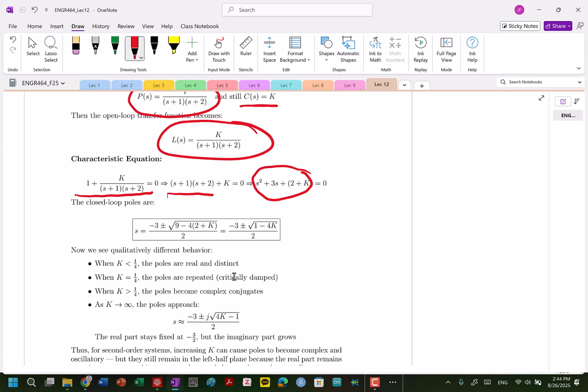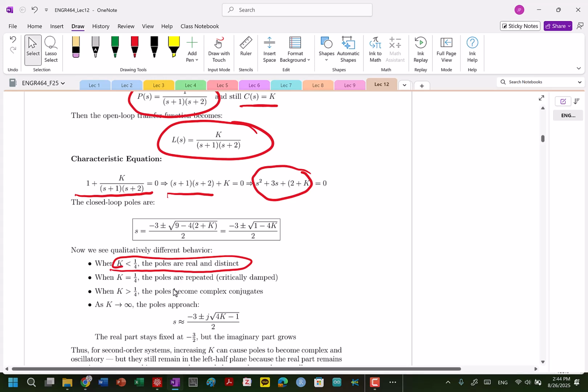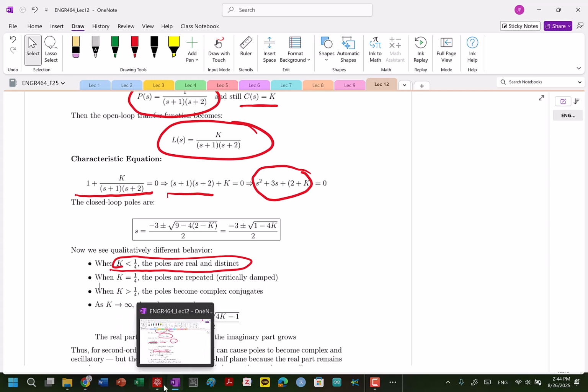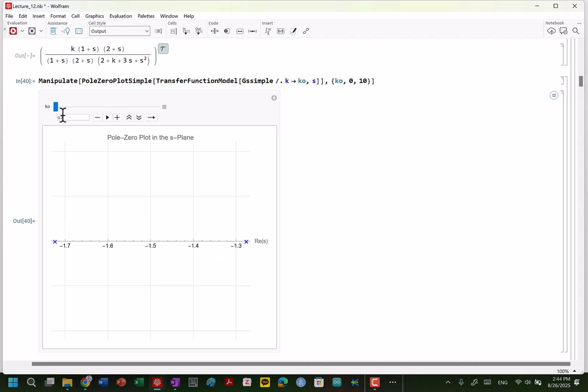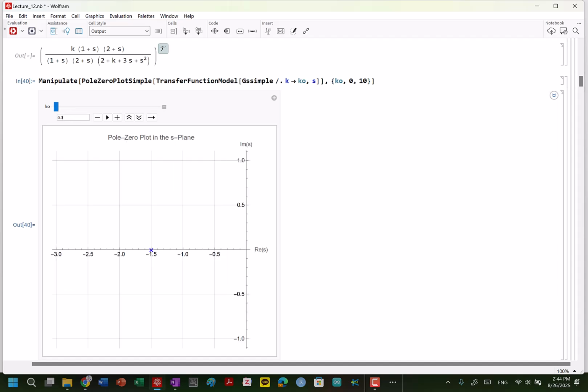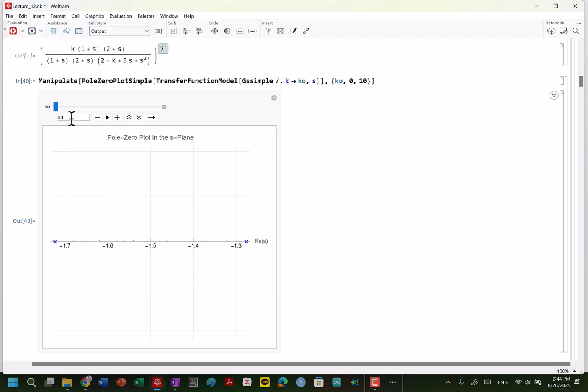If K is less than 0.25, the poles are real and distinct. Once we get beyond 0.25, they become complex conjugates. Let's look at the very beginning: 0.2, real. 0.1, real. But once we get to 0.25, and just beyond that, complex conjugate. Until then we're still stable, and our system is stable and real at this point.